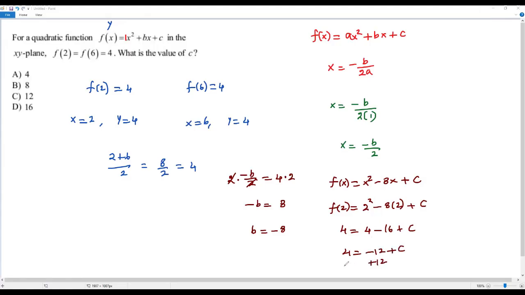Let's add 12 to both sides. When I do so, -12 + 12 will cancel. On the left side I'm getting 16. On the right side we have c. Here I got the value of the constant c. The value of the constant c is 16. We find 16 in answer choice D. The correct answer choice for this question is D.